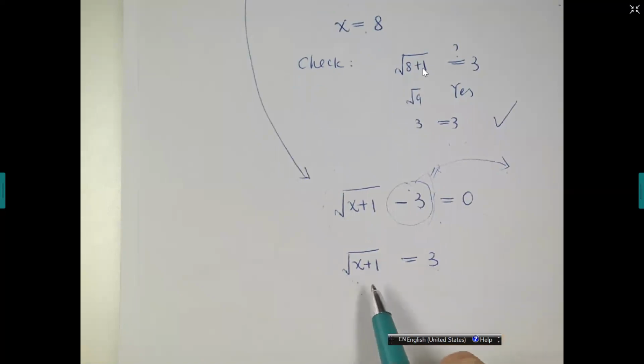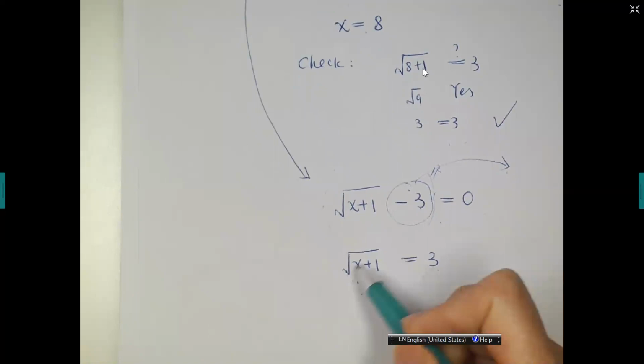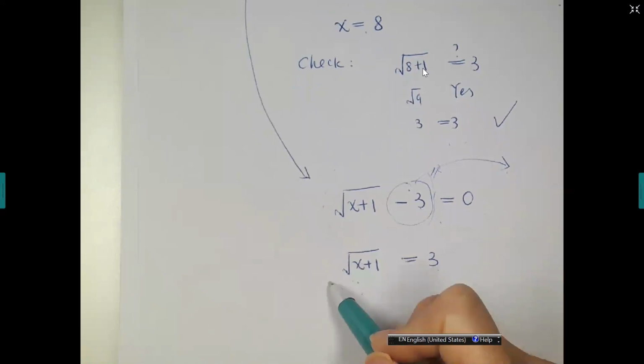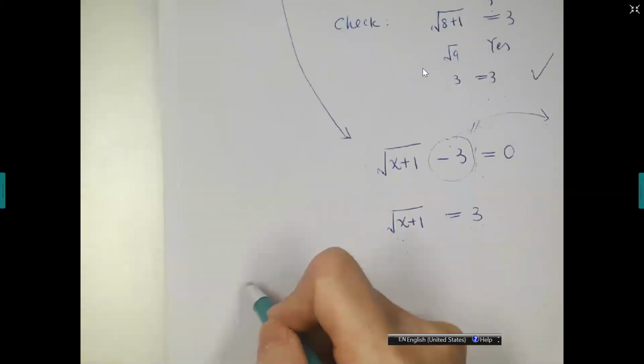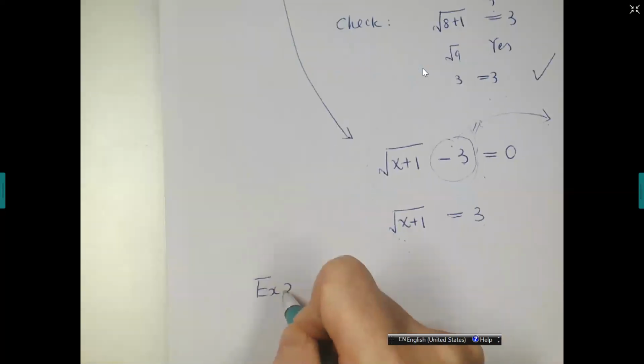After we do this, we go ahead and apply the squaring property. We square the two sides and we can get rid of the symbol. So this is the first type. If there is only one radical symbol or one radical term in the equation, we are going to do this. And after we get the solution, we always check. Now, let me give you another example here.